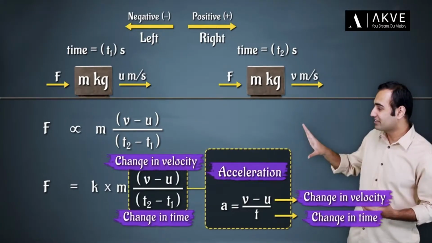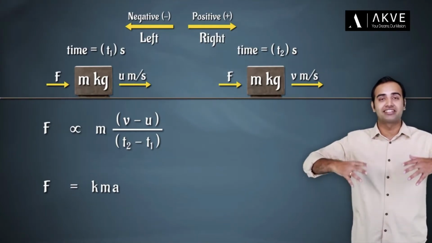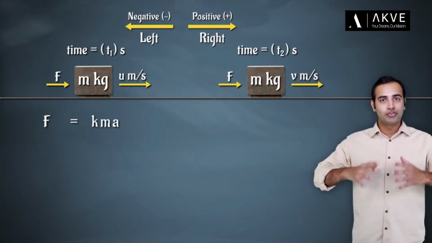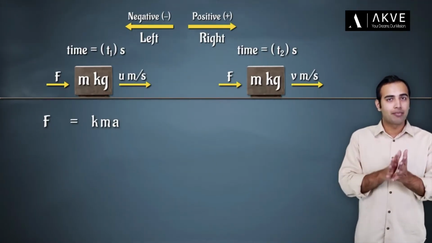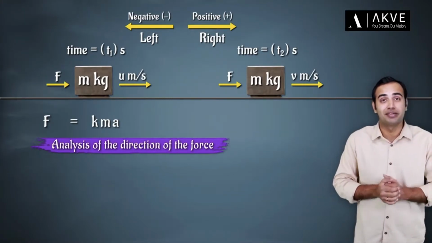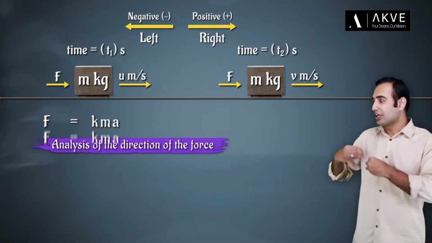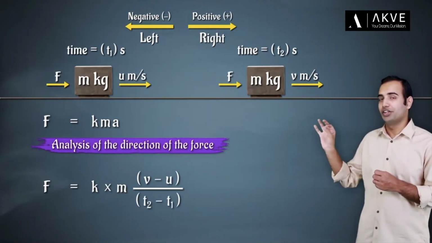So I can replace this entire fraction with a simple variable a that represents acceleration of our block. Now before I go ahead with my equation F is equal to kma, I'm going to go back a little bit and talk about the direction of force in terms of change of momentum. So my equation is F is equal to km times (v minus u) divided by (t2 minus t1).